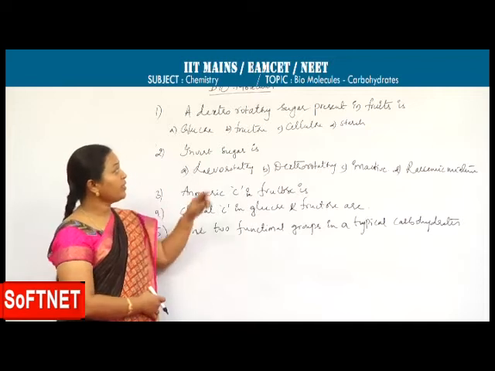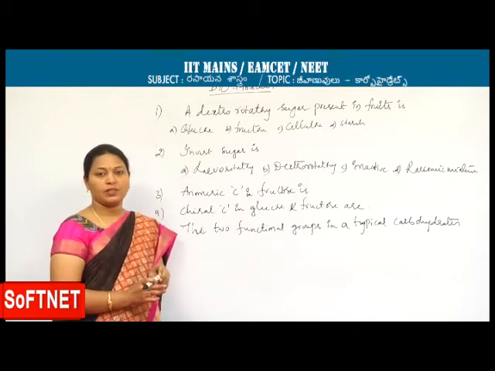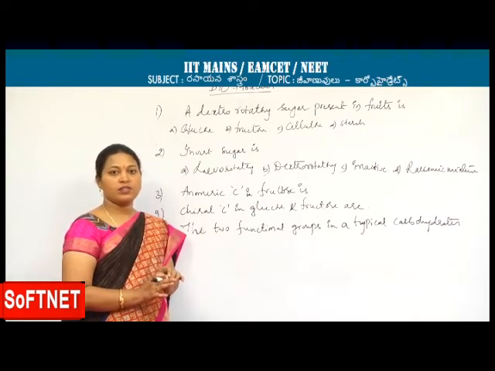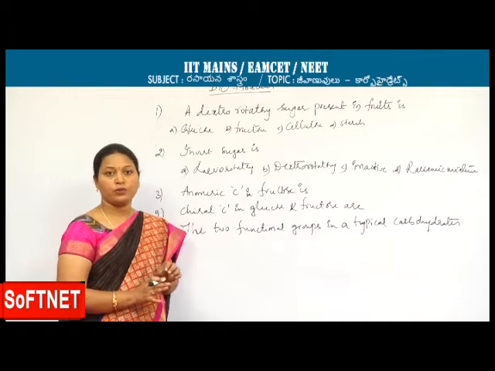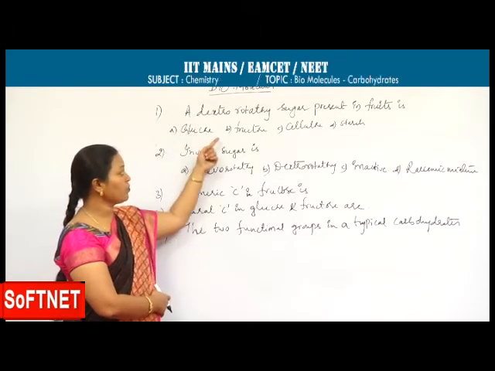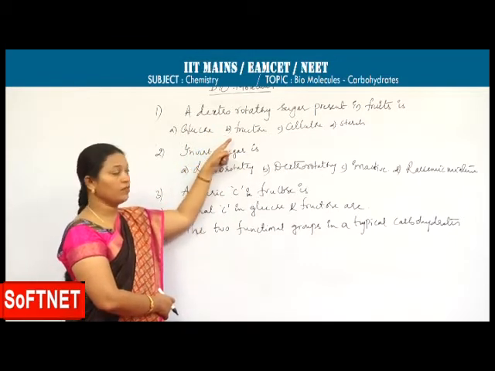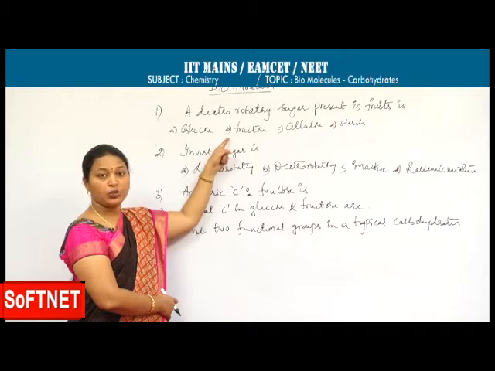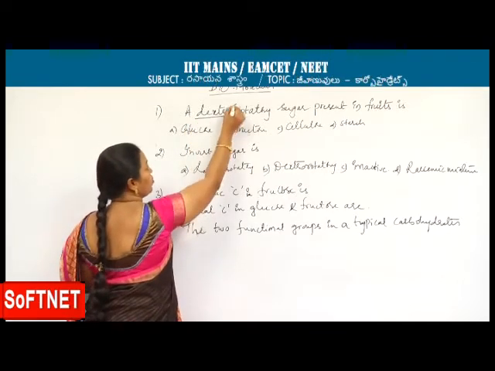A dextrorotatory sugar present in fruit is. Most of the students will get confused. Fruit sugar is fructose. Of course, fruit sugar is fructose. If we face the options glucose, fructose, cellulose, starch, most of the students think fructose will be the answer. But you have to be very particular about the word dextrorotatory.